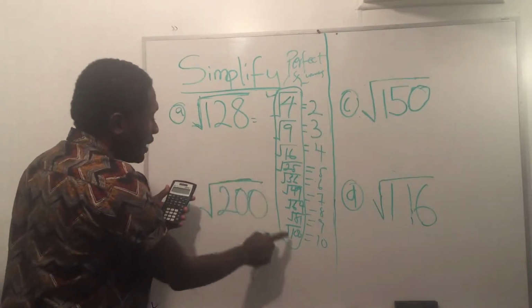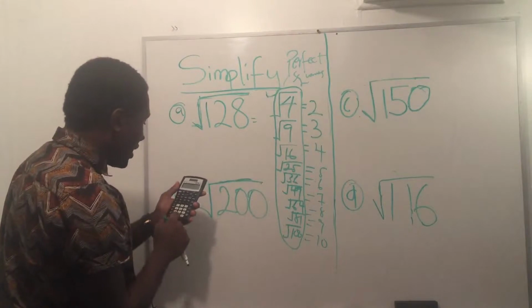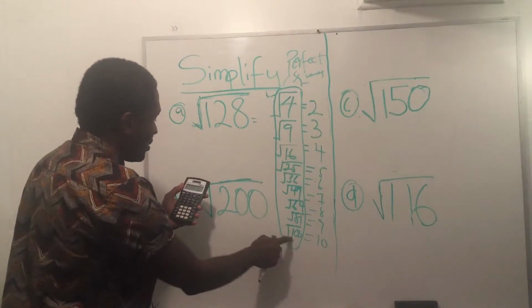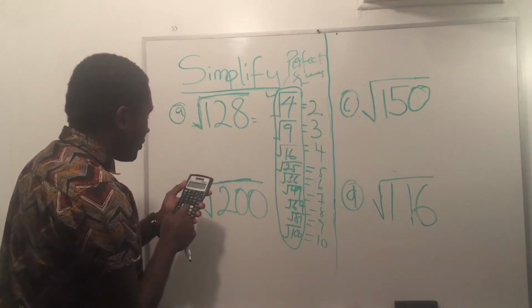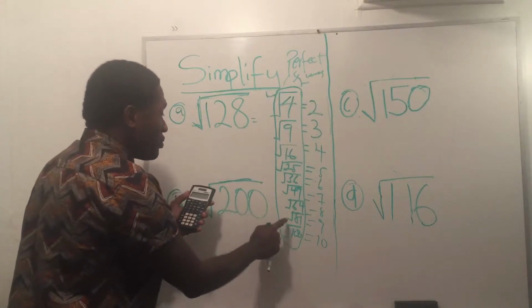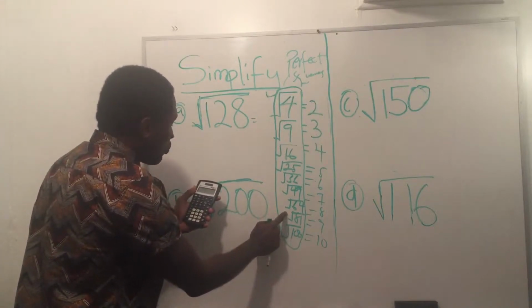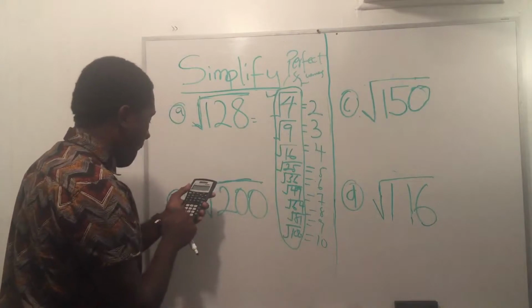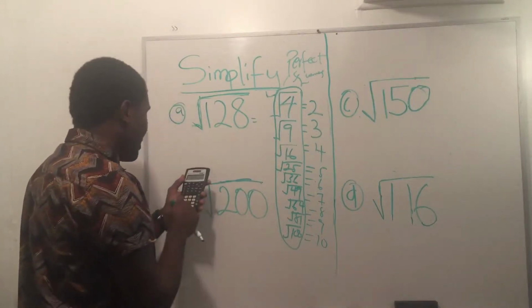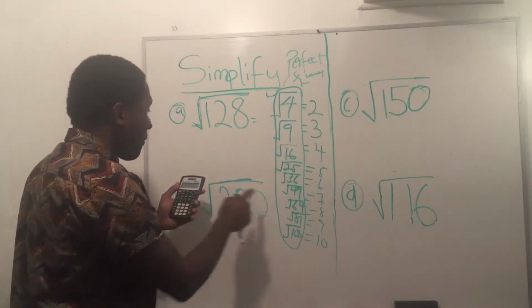So I take 128 divided by the last perfect square right there, 100. And I got a decimal, so that means it's not going to work. I should get a whole number. So I move on to 81. 128 divided by 81, I still got a decimal. So that means I'm going to move on to 64.